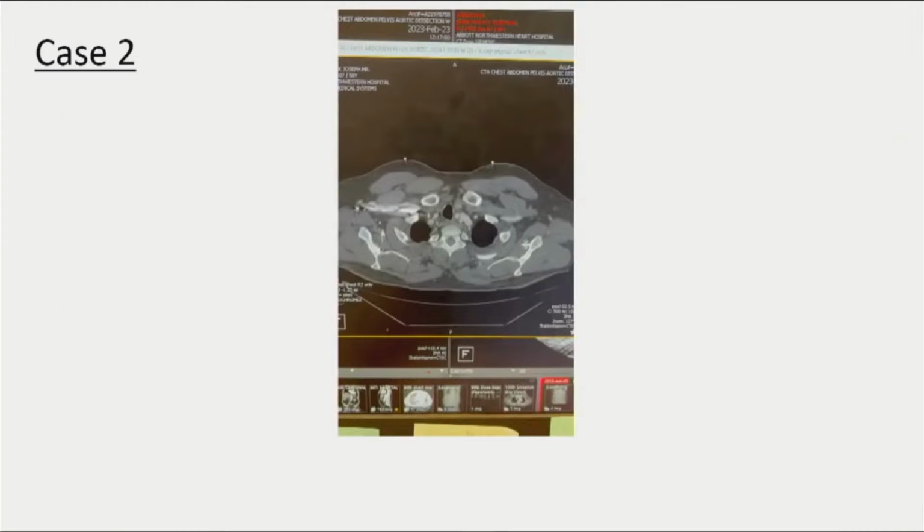And she left the hospital. And so, again, these are examples of when people are referred for surgery, we can actually intervene and save them before they have a major problem.